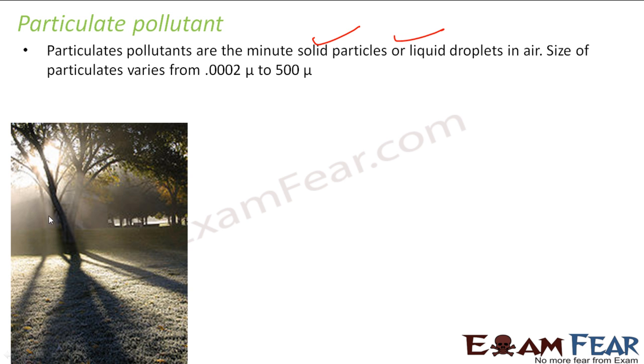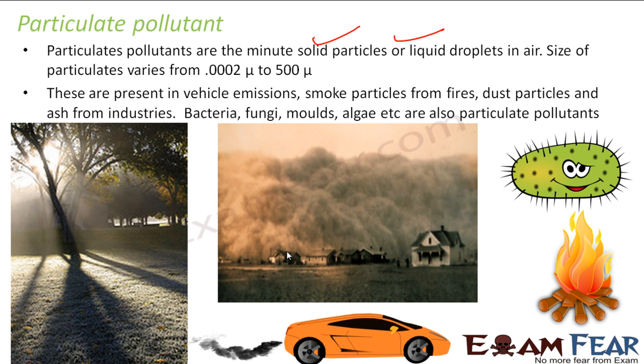So if you see, this is my particulate pollutant. These are my small particles here. And with this, if you see the sun rays coming, you can still see the sun rays here, right? Because these particulates are reflecting the sun rays, thus you can visualize the sun rays. Correct? And they are generally present from the vehicle emission, smoke from the fires, from the ash in the industry, the algae, bacteria. All these are examples of particulate pollutant.